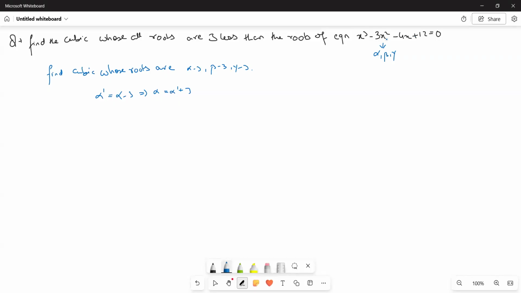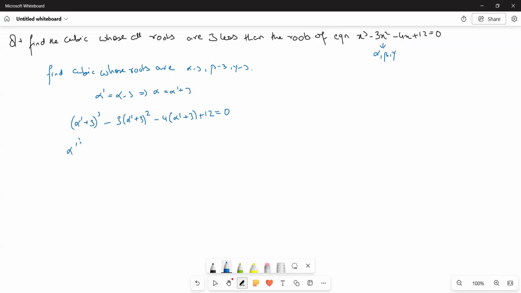Alpha is the root of the equation, so we plug in alpha dash plus 3. So alpha dash plus 3 whole cube minus 3 times alpha dash plus 3 whole square minus 4 times alpha dash plus 3 plus 12 is equal to 0. And all we have to do is simplify this.